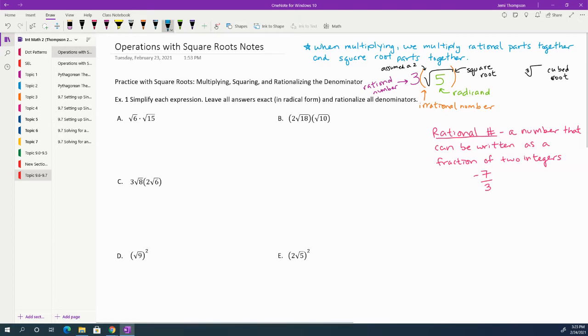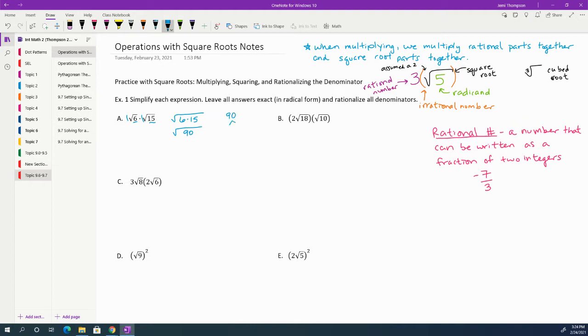In this first example A, the square root of 6 times the square root of 15. I have two irrational numbers. I'm going to multiply them and simplify. I'm going to multiply irrational parts with irrational parts. Now here, you can't really see it, but the number in front of these radicals would be 1 and 1. So when I multiply this, I get 6 times 15, and I can write that all underneath the one radical. And 6 times 15 gives me 90. Now I have to simplify that.